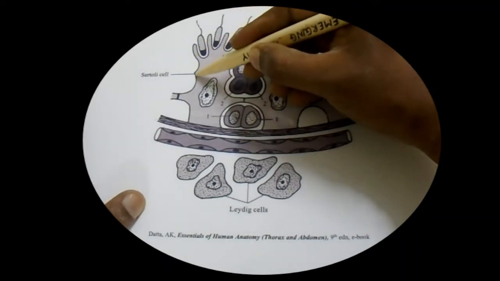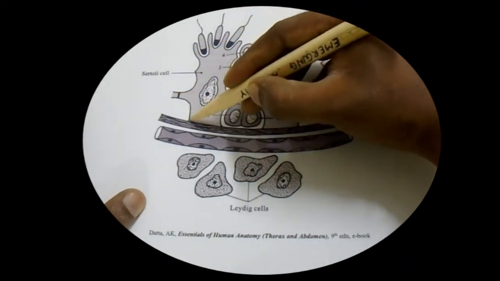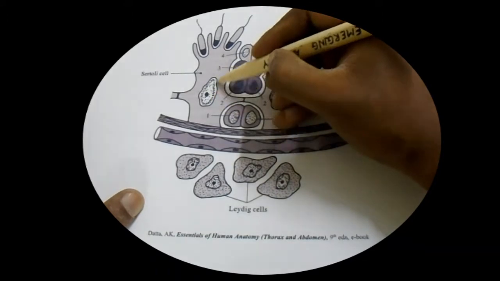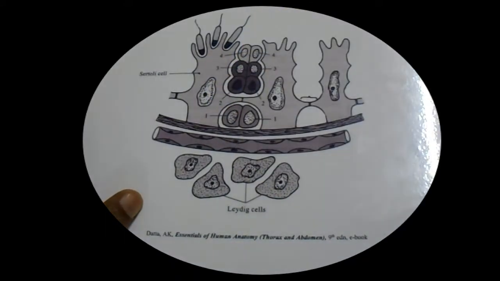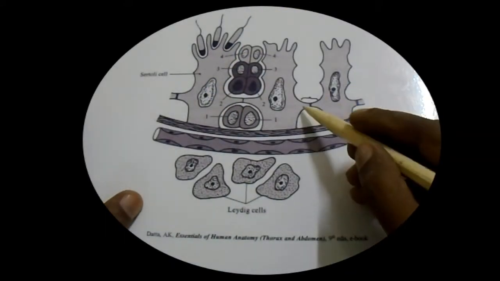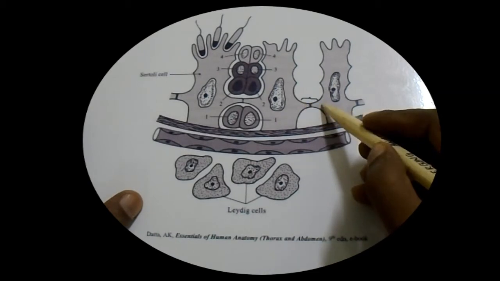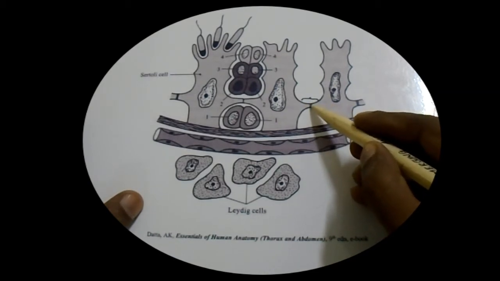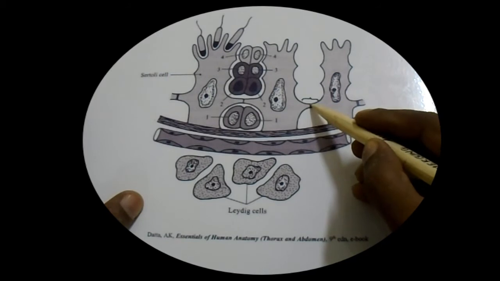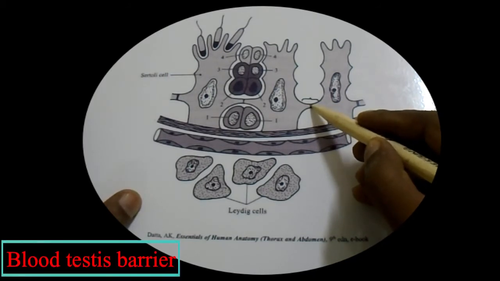And this is the nucleus of this Sertoli cell. Here is the nucleolus. Now look, adjacent Sertoli cells are attached to each other by tight junctions. This is the blood testis barrier.